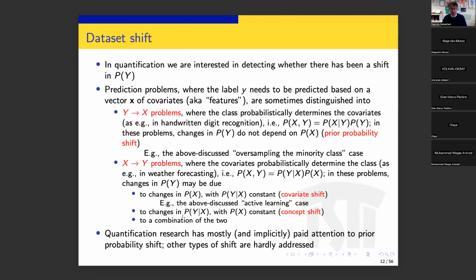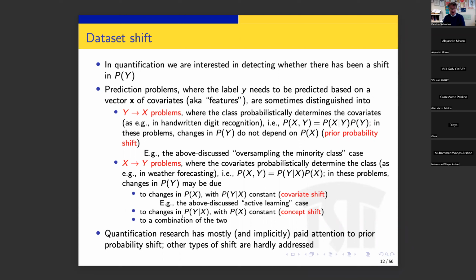A different type of problems is X implies Y problems, in which the covariates probabilistically determine the class. So weather forecasting is a typical example. In weather forecasting, we need to predict whether, say, it's going to rain or not. And the covariates are physical characteristics such as humidity, wind, temperature, etc.